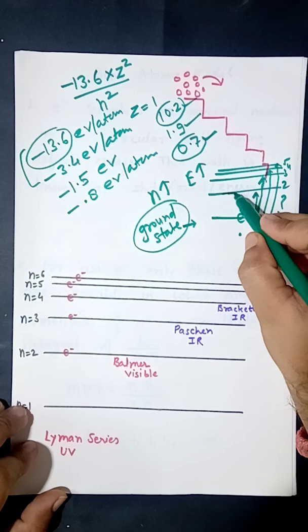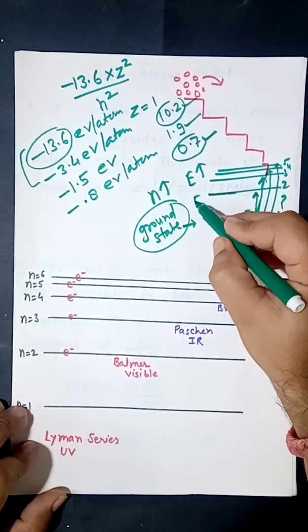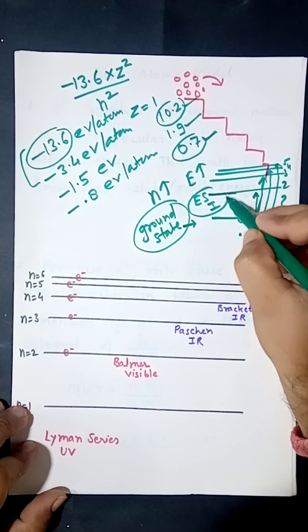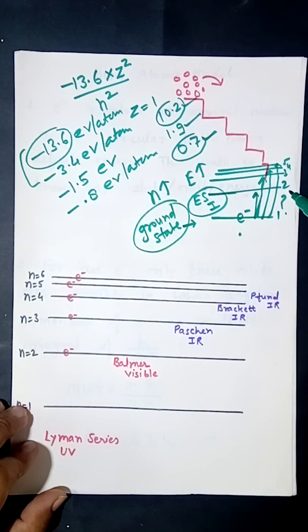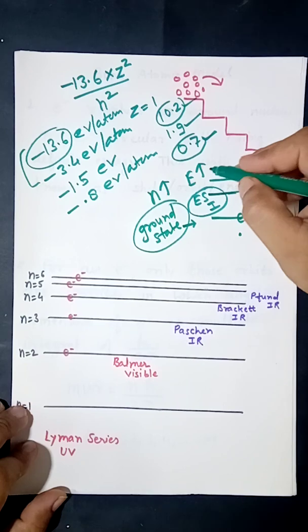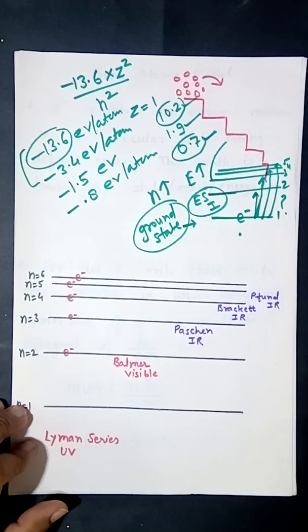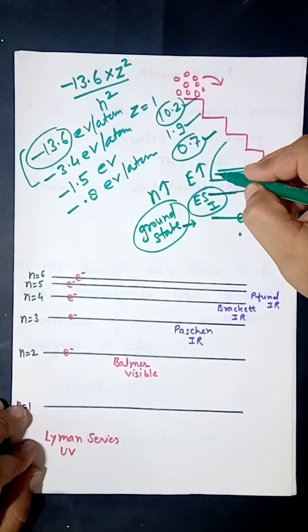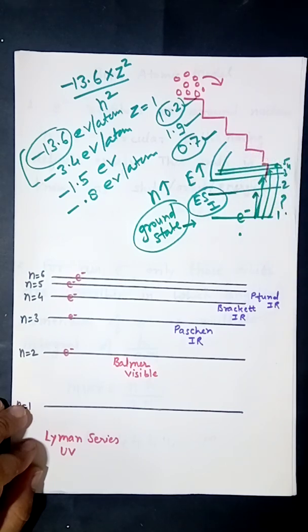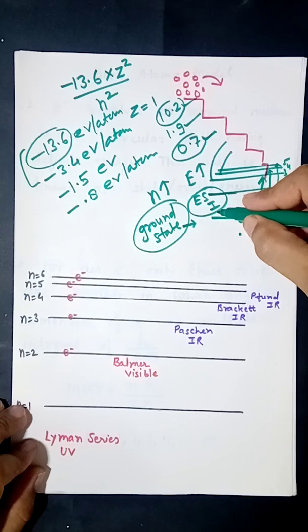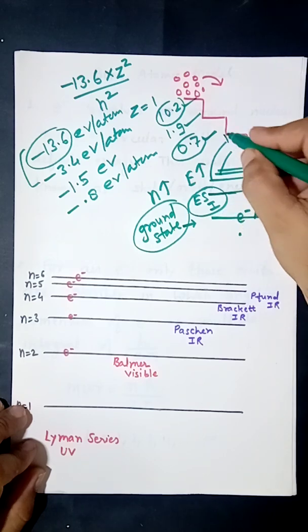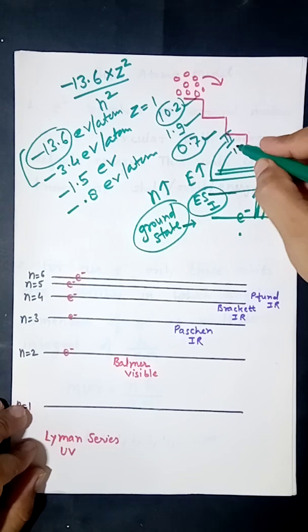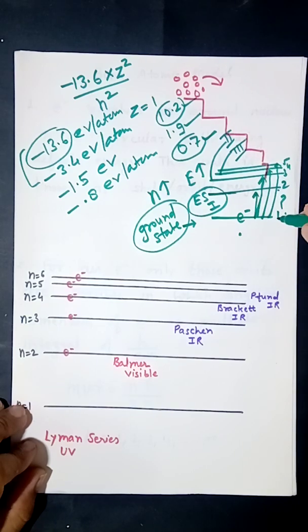The second shell in the hydrogen atom will be considered the first excited state. I repeat, the second shell will be considered the first excited state. Similarly, the third shell will be considered the second excited state, the fourth shell the third excited state, and you know the very first shell is also known as the ground state.